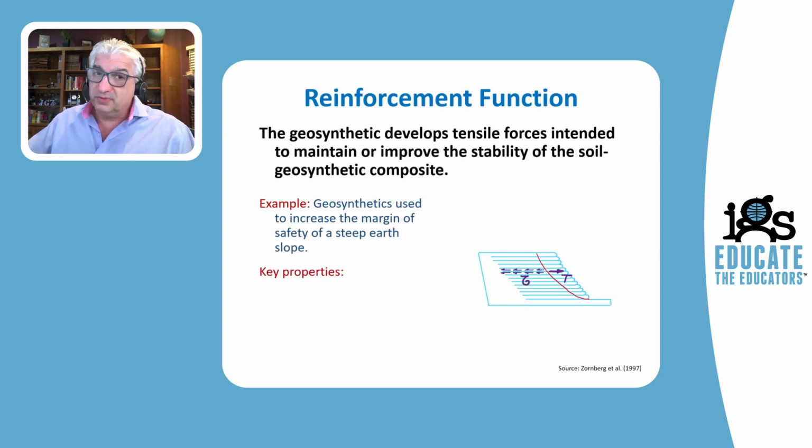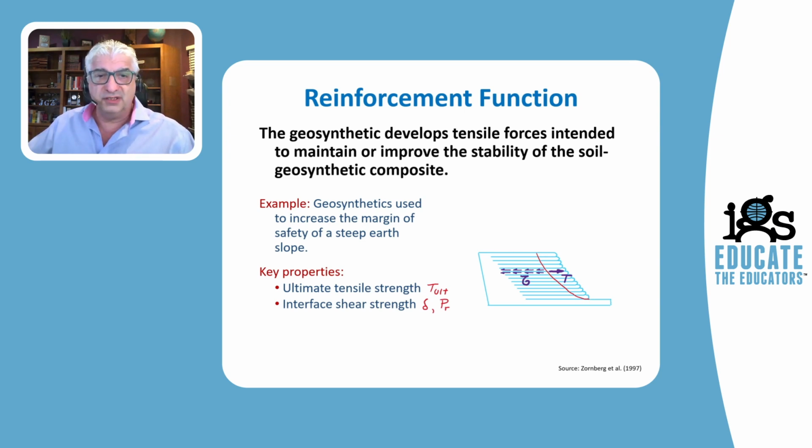So what are the key properties? Well, we need to develop a tensile force. So consequently, we will need to make sure that we have adequate tensile strength. And we need to transfer the load between the soil and the reinforcement, so we will need some measure of the interface shear strength, delta. Another way of quantifying the interface shear strength is called pull-out resistance.